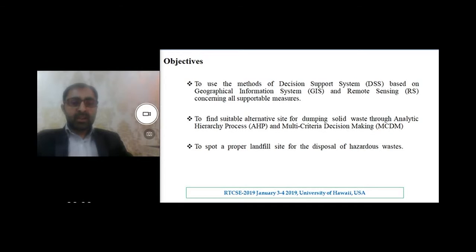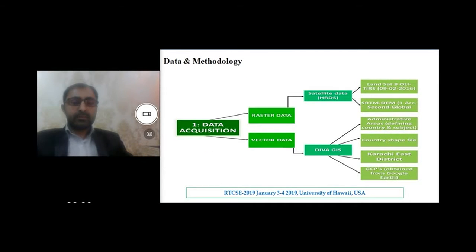The objectives are to use the methods of a decision support system based on geographical information system and remote sensing concerning all supportable measures, to find suitable alternative sites for dumping solid waste using analytical hierarchy process and multiple criteria decision making, and to spot the proper landfill site for the disposal of hazardous waste.